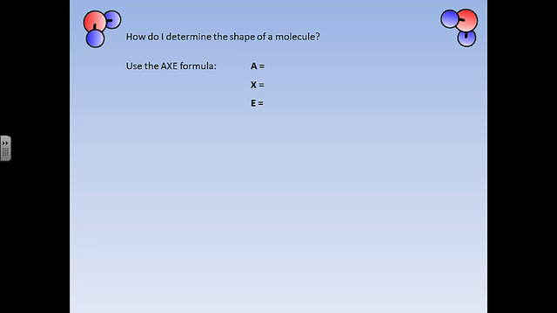To determine the shape of a molecule, write the AXE formula. The A represents the central atom. There will only be one atom designated with an A. The X represents the number of atoms bonded to the central atom. They may all be the same type of atom, or they might not. The E represents the number of lone pairs on the central atom. We don't care about lone pairs on any atom other than the central atom when determining the shape of the molecule. It is the electron repulsion between the atoms bonded to the central atom and between the lone pairs which determine the shape of the molecule.